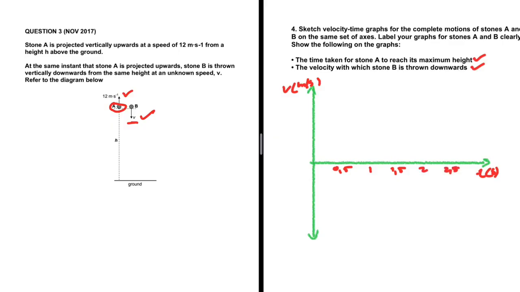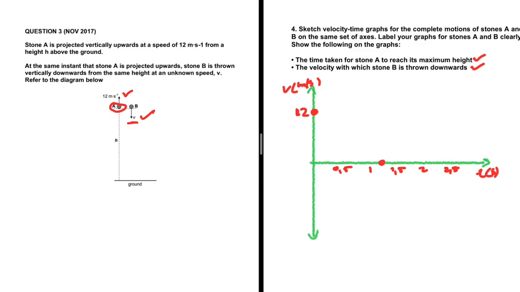Okay, let's use that time interval. I'm deciding to use this time interval because the entire motion of both balls takes 2.44 seconds. So we're supposed to indicate the time taken for stone A to reach its maximum height. It takes 1.22 seconds. We know that for sure. But its initial velocity is 12 meters per second. So 12 meters per second is somewhere here. So this is its initial velocity when t is equal to 0. And then in 1.22 seconds, its velocity is equal to 0, right?